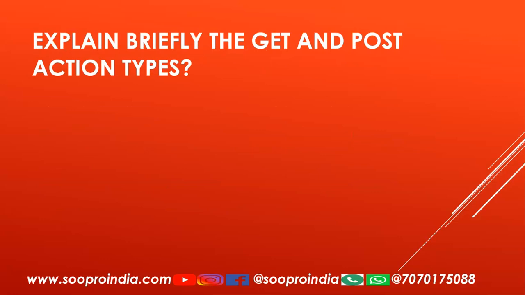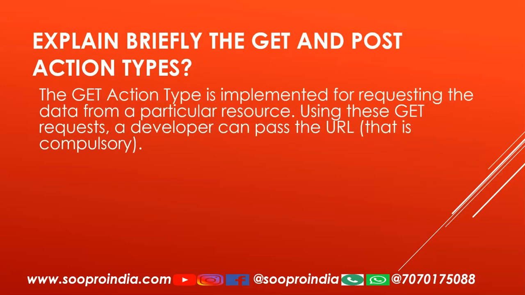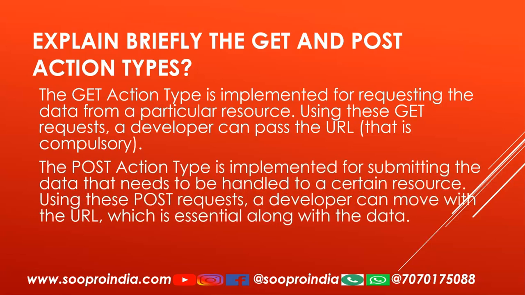Explain briefly the get and post action types. The get action type is implemented for requesting the data from a particular resource. Using this get request, a developer can pass the URL that is compulsory. The post action type is implemented for submitting the data that needs to be handled to a certain resource. Using this post request, a developer can move with the URL, which is essential, along with the data.